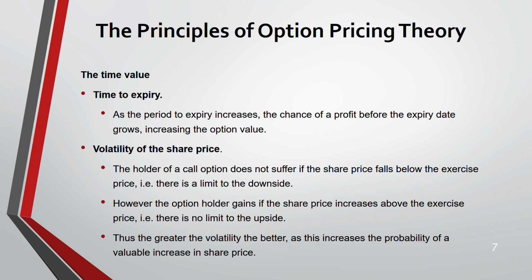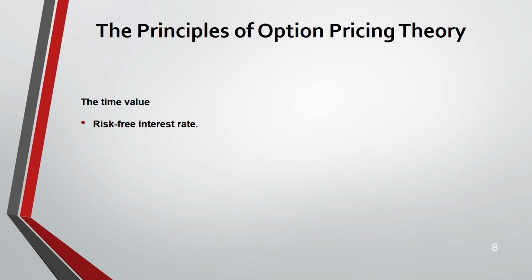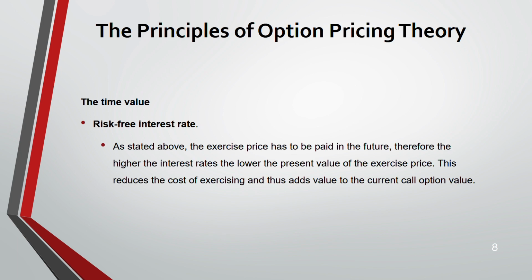The third is the risk-free interest rate. When the time is long, the interest rate can keep changing. That's why all these three elements are linked to the time value. The exercise price has to be paid in the future. Are you paying it now? No. So the higher the interest rate, the lower the present value of the exercise price. If interest rates are higher, the present value of the exercise price will be low, because that is something you're going to pay in the future. You have to find the present value of that exercise price, and it will be lower if interest rates are higher.